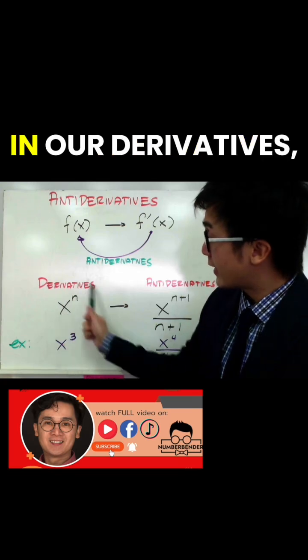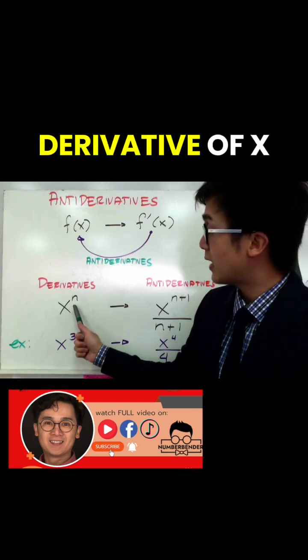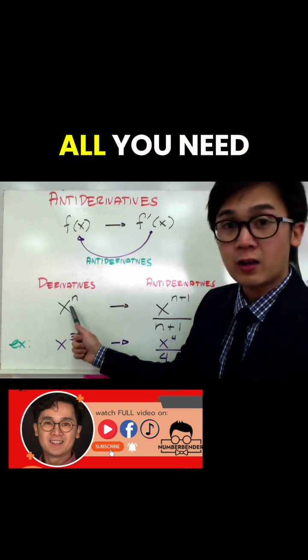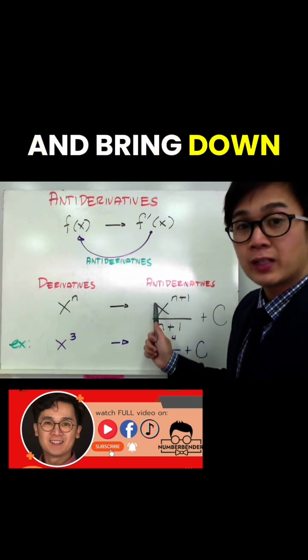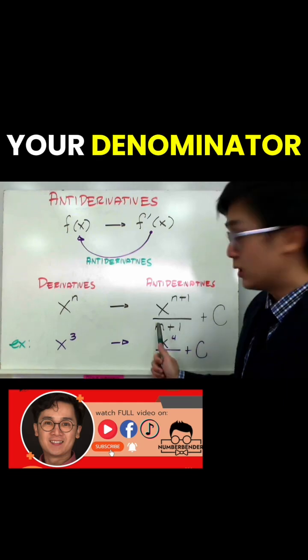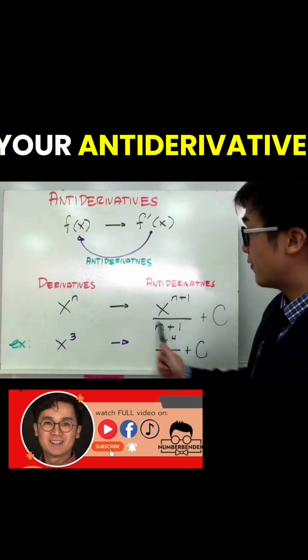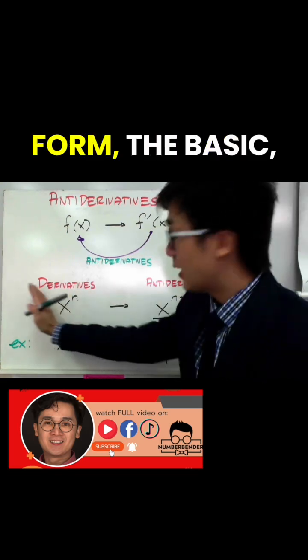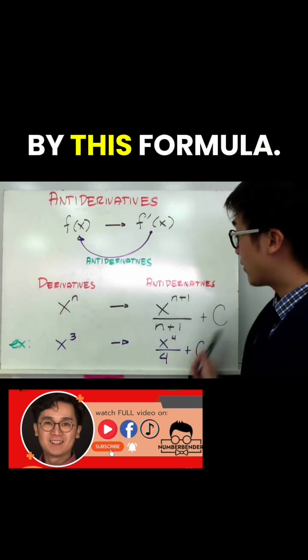So let's say you have x raised to n. To find the antiderivative of x raised to n, all you need to do is add 1 to your exponent, bring down your new exponent as your denominator, and add a constant c. So in general form, the basic antiderivative rule is illustrated by this formula.